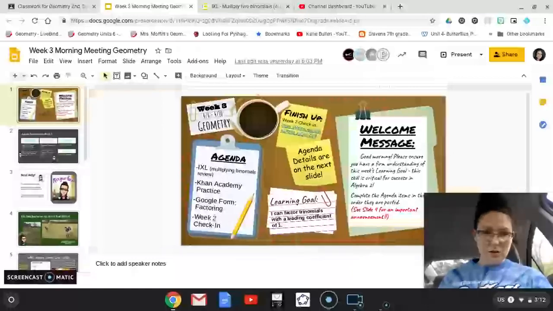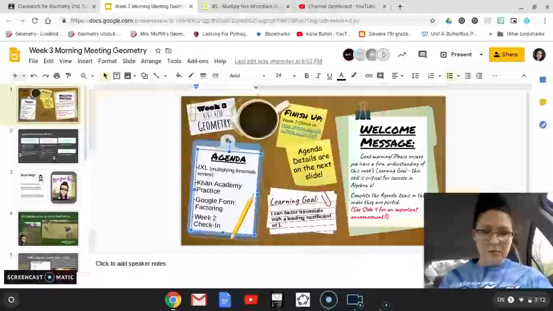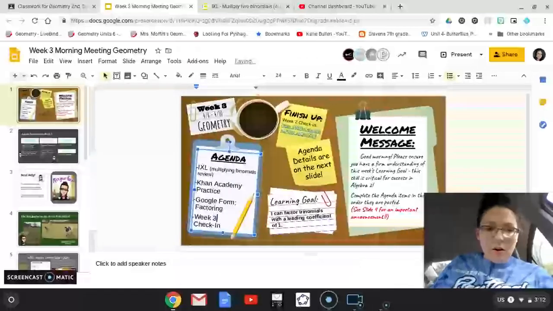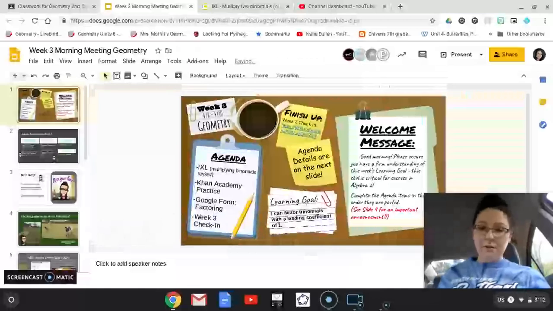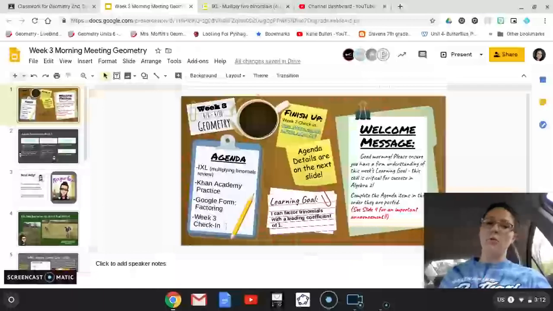That should say the week 3 check-in. Let me fix that real quick. The week 3 check-in has a spot where you can rate yourself on how well you feel like you're understanding this. Please do these activities first before you do this check-in. That way I know if there's more that we need to iron out, or if we're good to move on to the next thing after that.